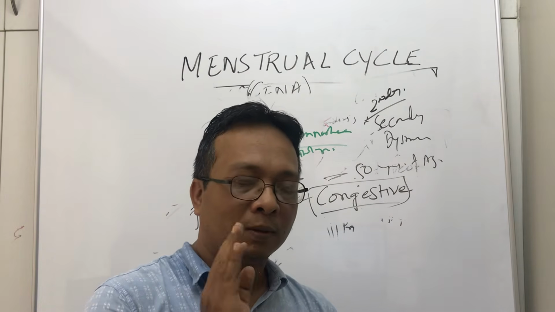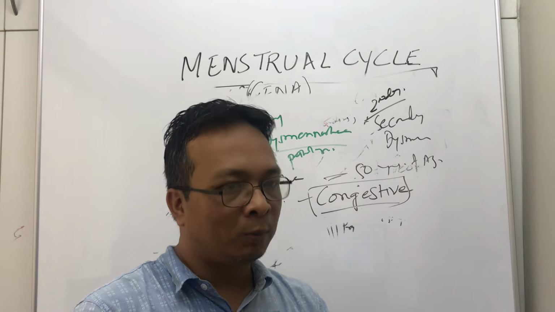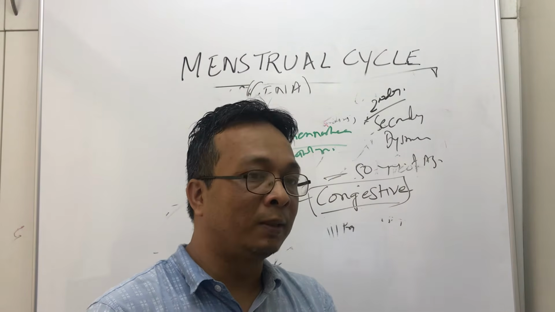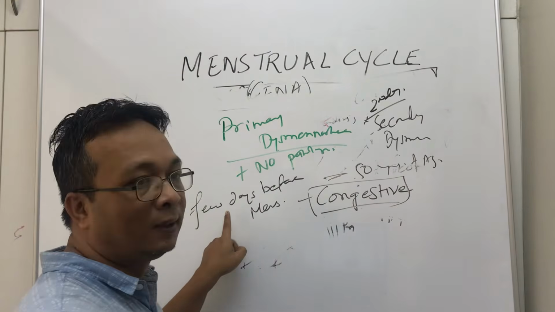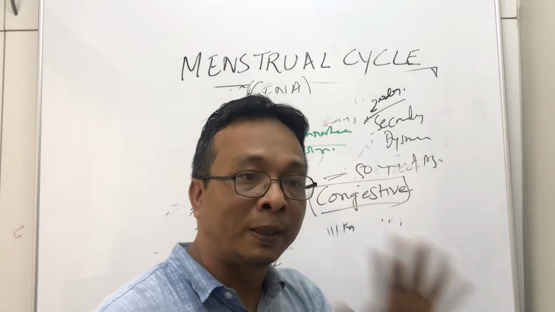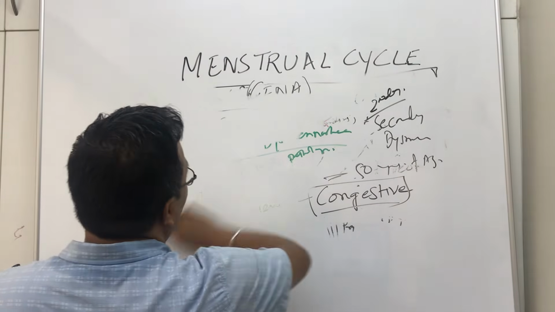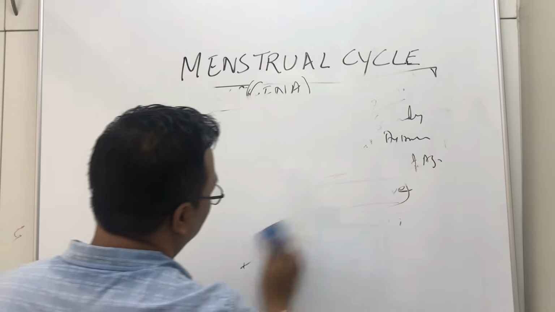So what I am going to tell you here is, if someone has pain coming a few days before the start of menses, then she is having secondary dysmenorrhea. Secondary always means there is some underlying pathology. What are the underlying pathologies that can cause painful menstruation?